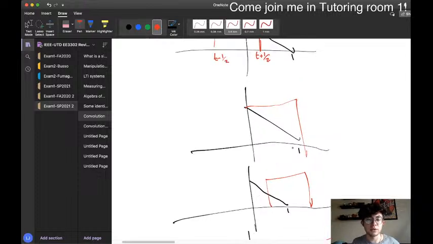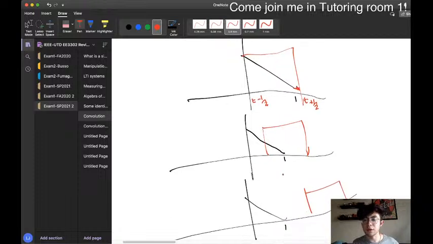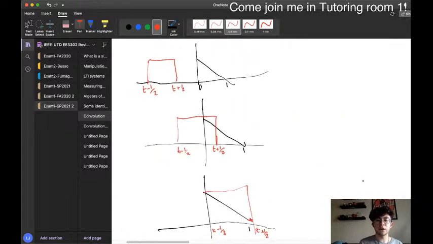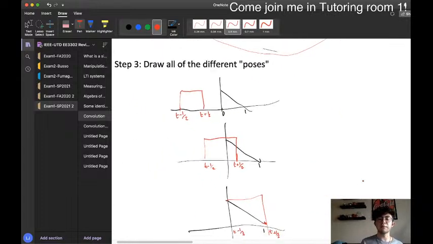And then let me continue with the red one. So t minus 1/2, t plus 1/2. These should be the same. And then t minus 1/2, t plus 1/2, and then t minus 1/2, t plus 1/2. Right, so the next part of this method is to derive the bounds here.